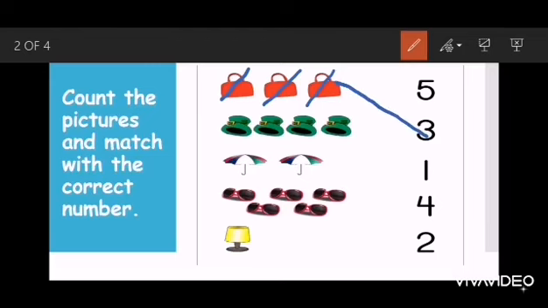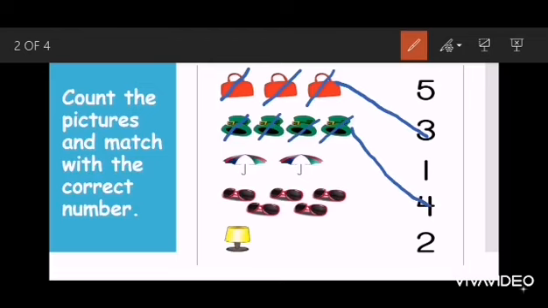Count how many hats are there. 1, 2, 3, 4. Is the first number, number 4? No. The second number is number 4? No. The third? No. The fourth? Yes. This is the number 4. So we will match it with number 4 like this.